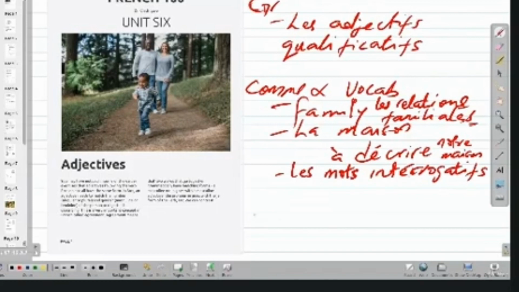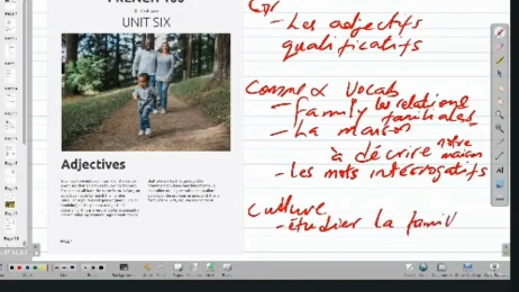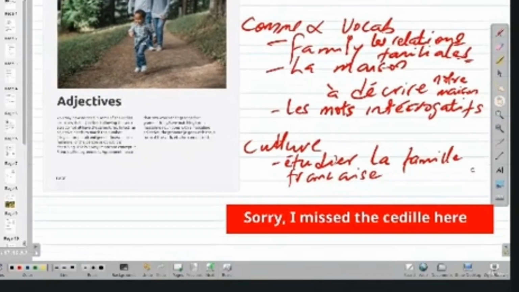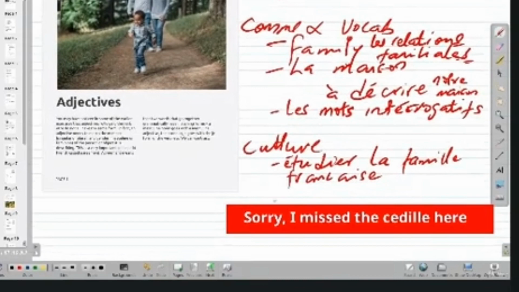And in culture, that's culture. In culture, nous allons étudier. You can use étudier. Why not? We are going to study, étudier. Nous allons étudier la famille française. La famille française, which means the French family. We're going to see family, structure of families in French.